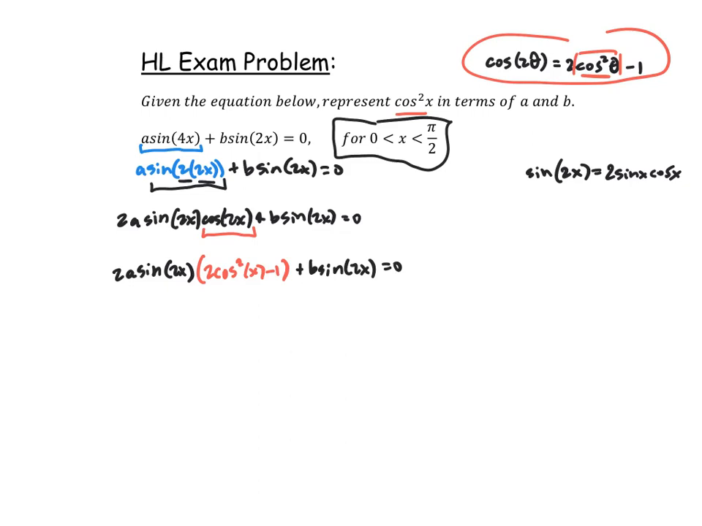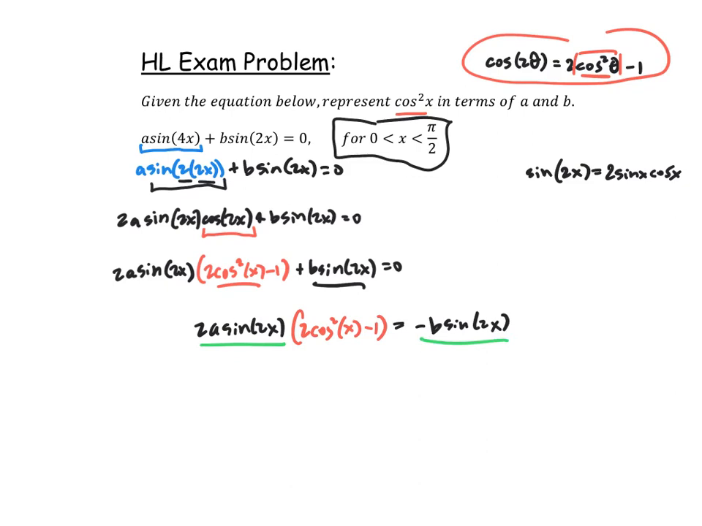So what I want to do is isolate cosine squared. So I'm going to subtract b sine 2x from both sides. That gives me 2a sine 2x times 2 cosine squared x minus 1 is equal to negative b sine 2x. All right, now, next thing I'm going to do is divide both sides by 2a sine 2x. The sine 2x's will reduce. Okay, so I'd get 2 cosine squared x minus 1. On the right side, again, sine 2x's reduce. I will get negative b over 2a.